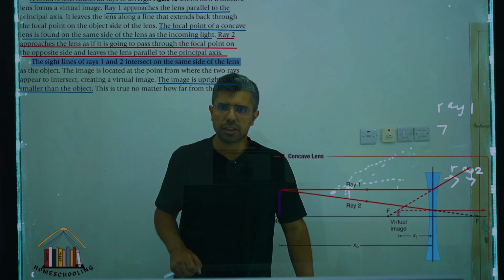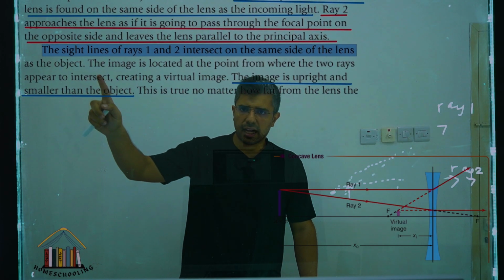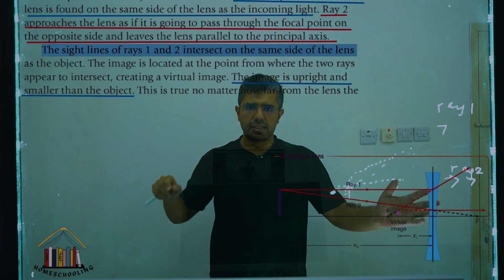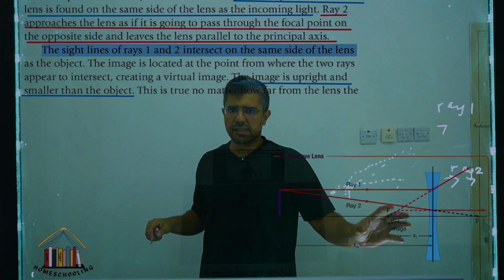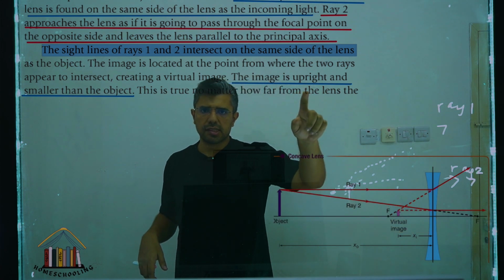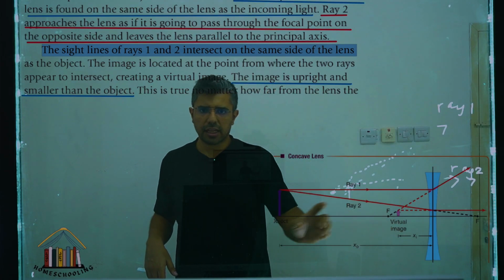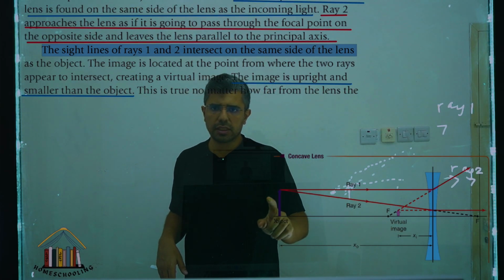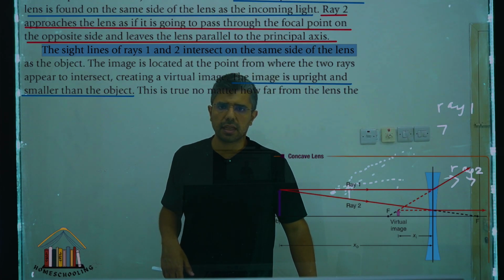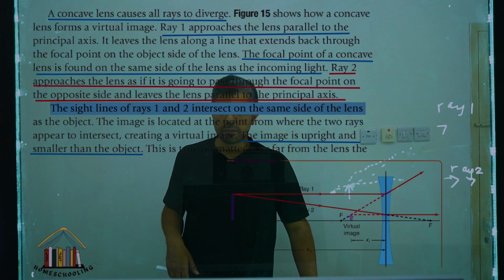One important idea to mention here before moving to the next slide. The sight lines of ray 1 and ray 2 intersect on the same side of the lens. This is the same side of the lens. They will never meet in this area. So the image, as you notice, is upright. It's standing, it's in the same direction as the object, and smaller than the object. Alright, so let's move on to our next slide.